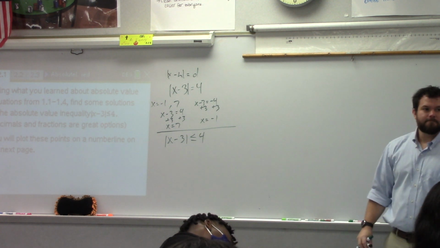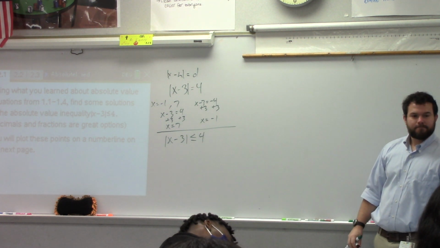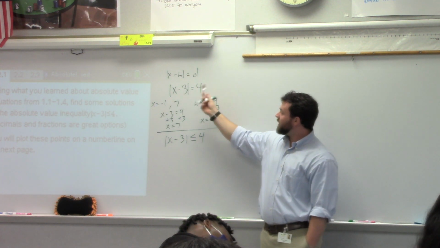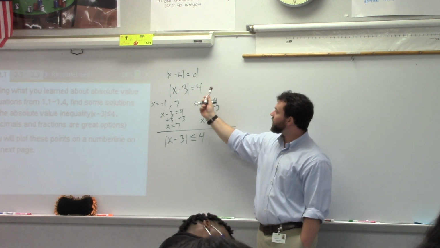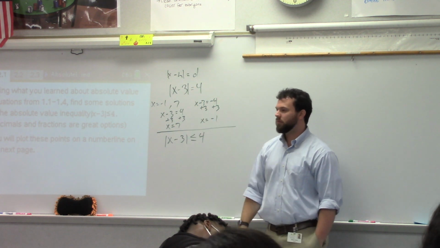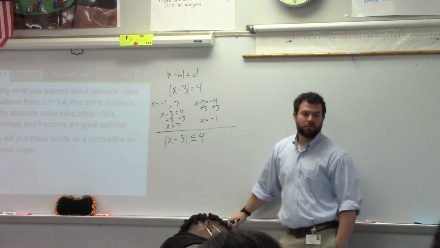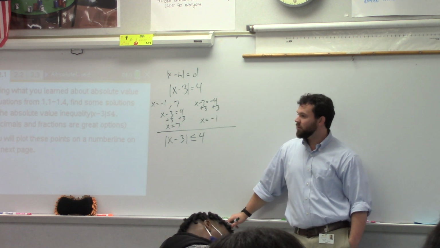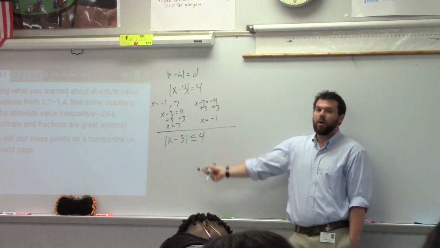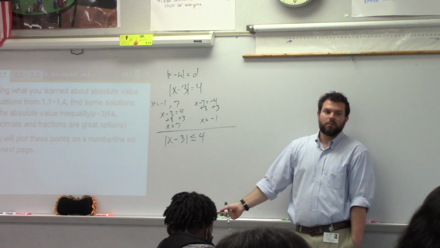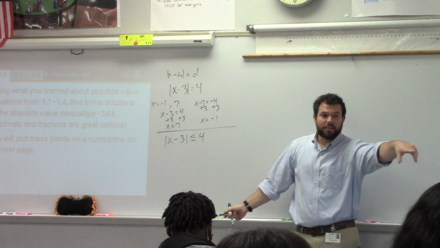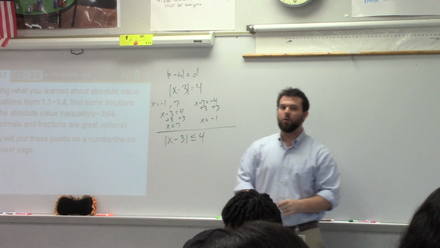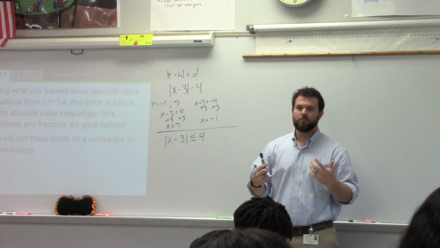What does that mean? So if the absolute value of x minus 3 equals 4 is indicating every point that is 4 units away from 3, what does this say? Is it greater than or equal to? It's less than or equal to. What's less than or equal to? The distance, right? I want every point that is less than or equal to 4 units away from 3.